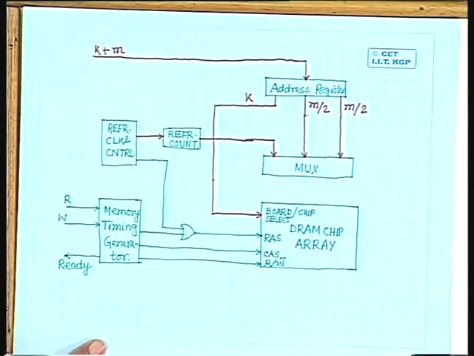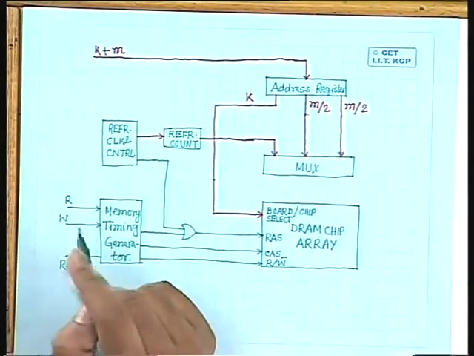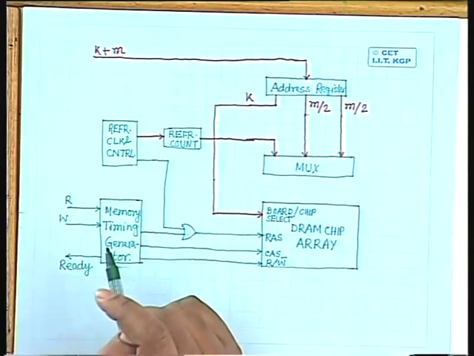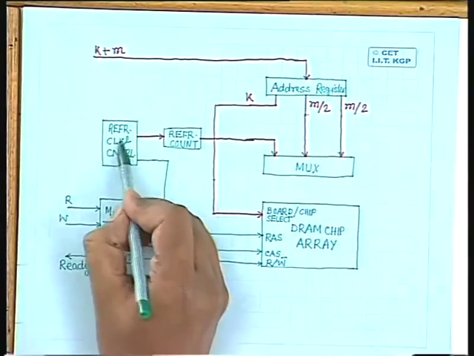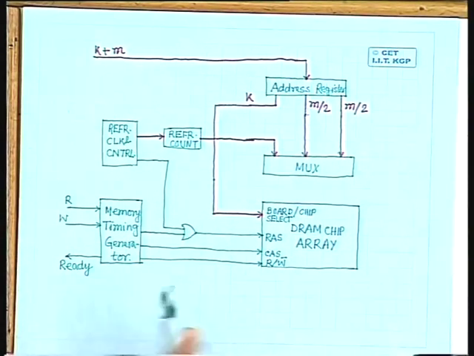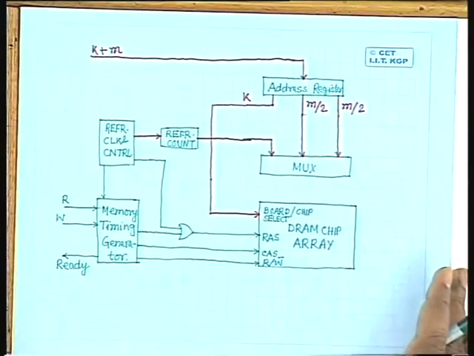Now, for refresh operation, if there is a write operation, it means refresh is already done. If it is a read operation, then following every read operation, there will be a write operation or refresh operation. But this refresh clock and control unit works in parallel. If the refresh interval is 4 milliseconds, then at every 4 milliseconds I have to refresh the DRAM chip. So this refresh clock and control circuit will keep count of 4 milliseconds after every refresh is complete. At the end of that 4 millisecond interval, it will put a request to this memory timing generator that it is time for refresh.